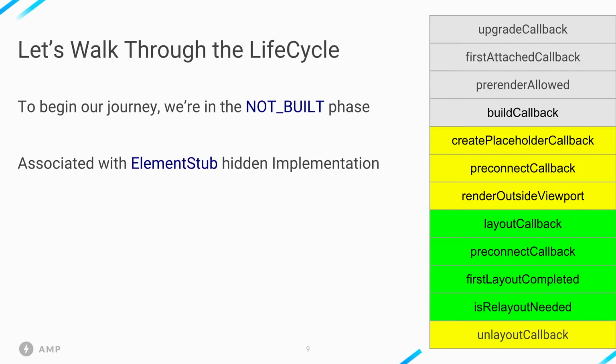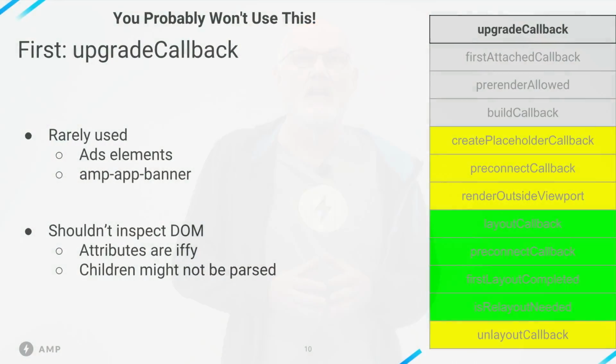So walking through the lifecycle, we start with not built. At that point, what's just happened is your element is attached to an element stub, and we're loading in your JavaScript. So your JavaScript is now going to come in and get attached and replace the element stub with whatever your element class is. And you're going to get the upgrade callback. Basically, you probably won't use this. It's really only for things that need to happen really early in the life cycle.